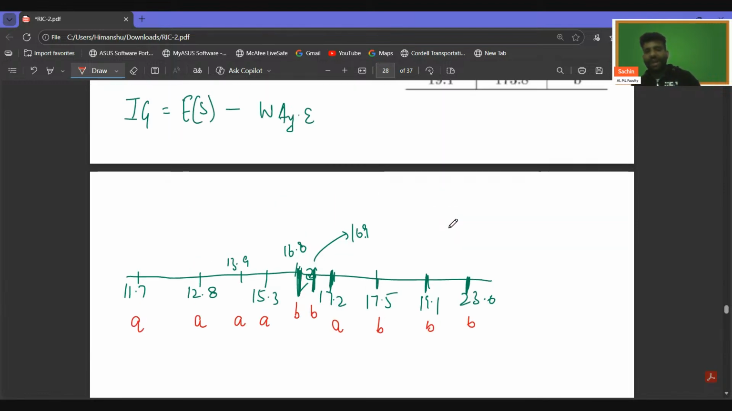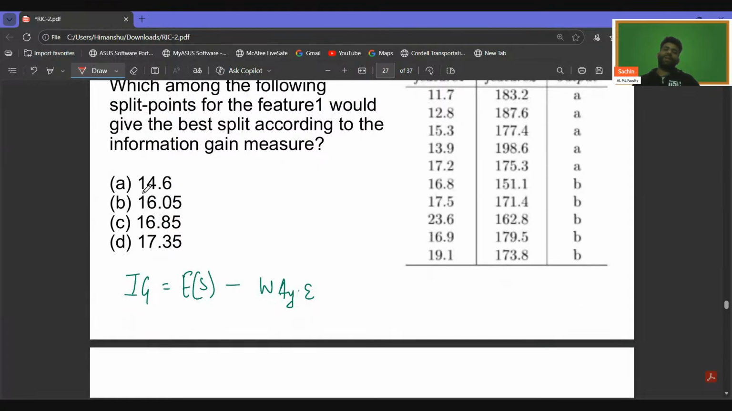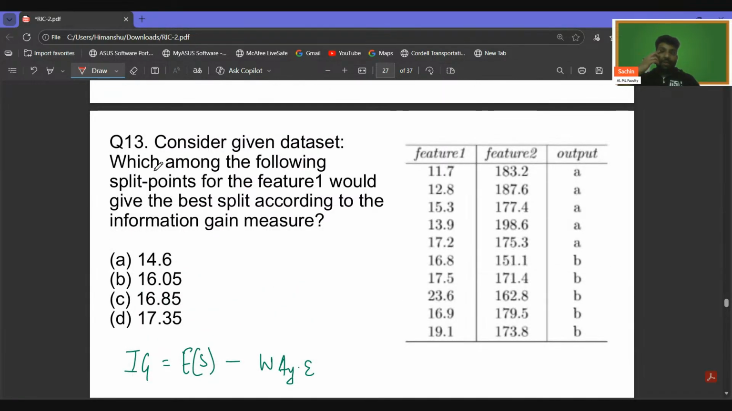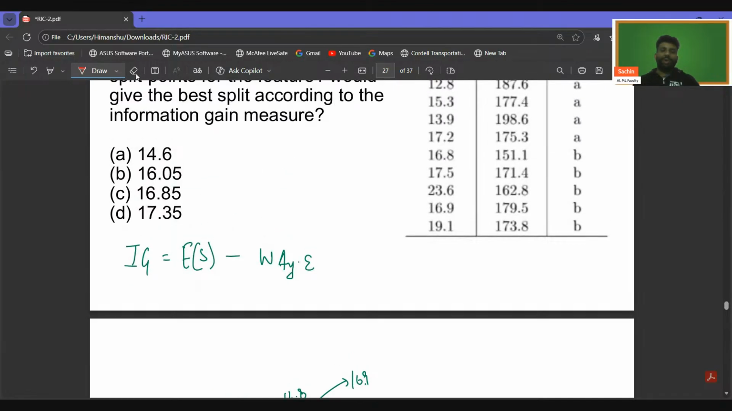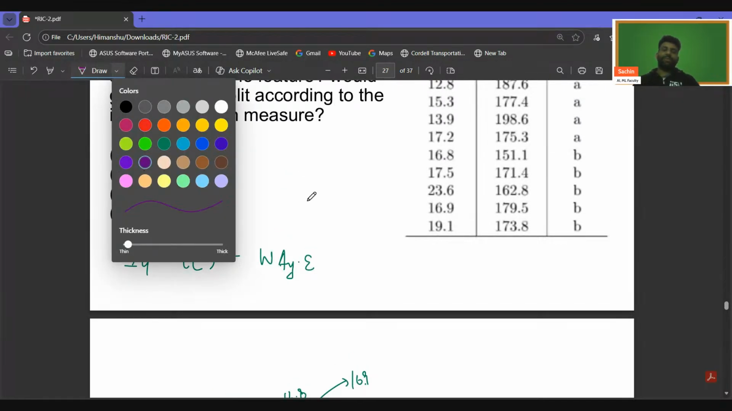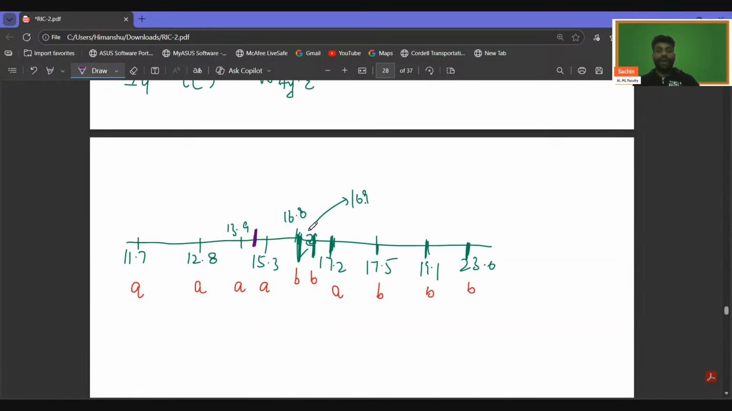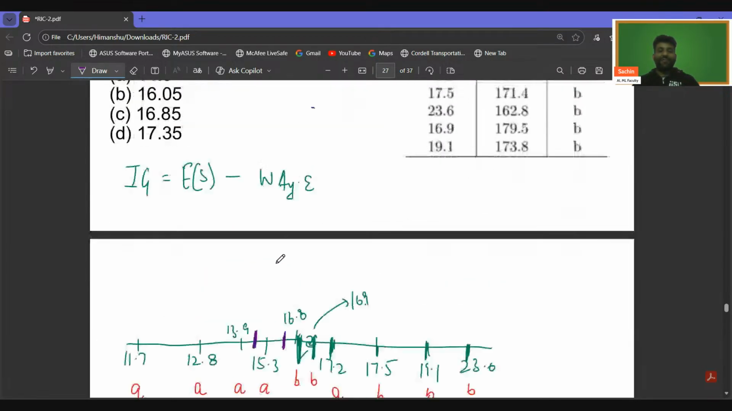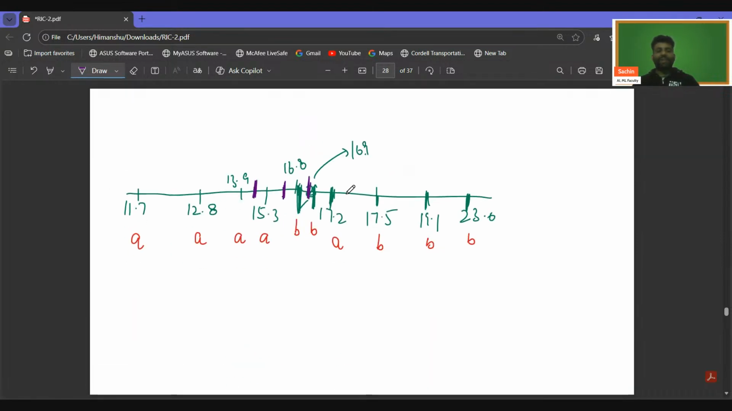Okay, so this is what we are having over here, and now we can see what is the splitting we are talking about, and we are doing it on feature 1. So that's why I have written it on feature 1 only. So let me just mark those with this one. What are the candidates we are having? 14.6 would be somewhat over here, 16.05 would be somewhat over here, 16.85 would be something over here, and 17.35 would be something over here.